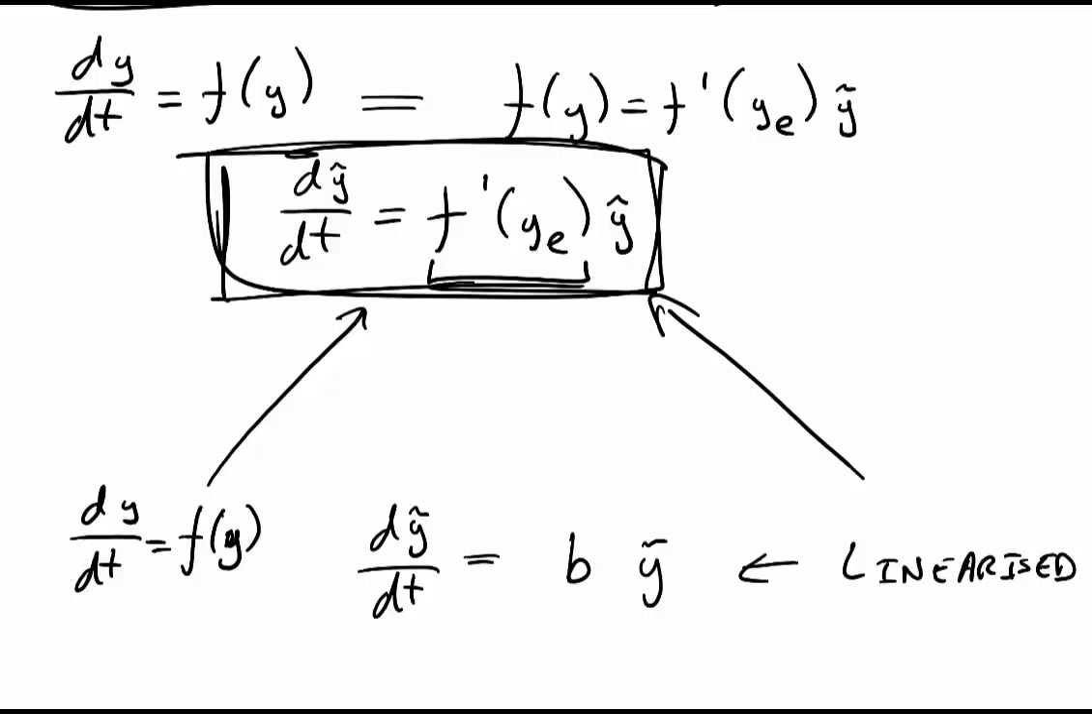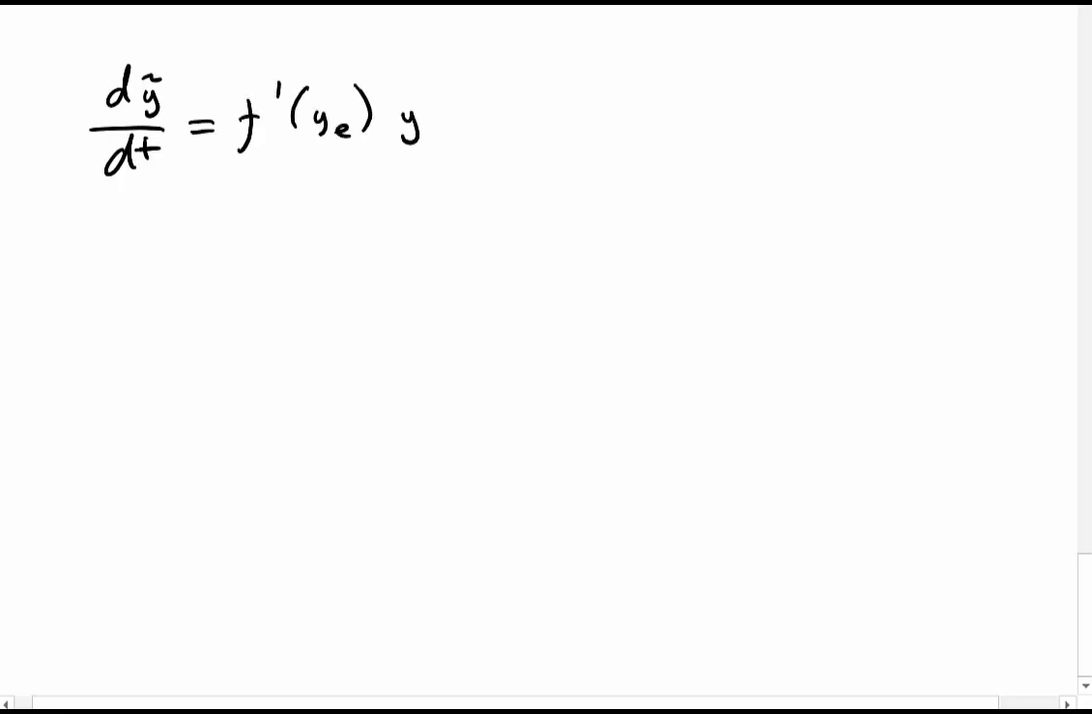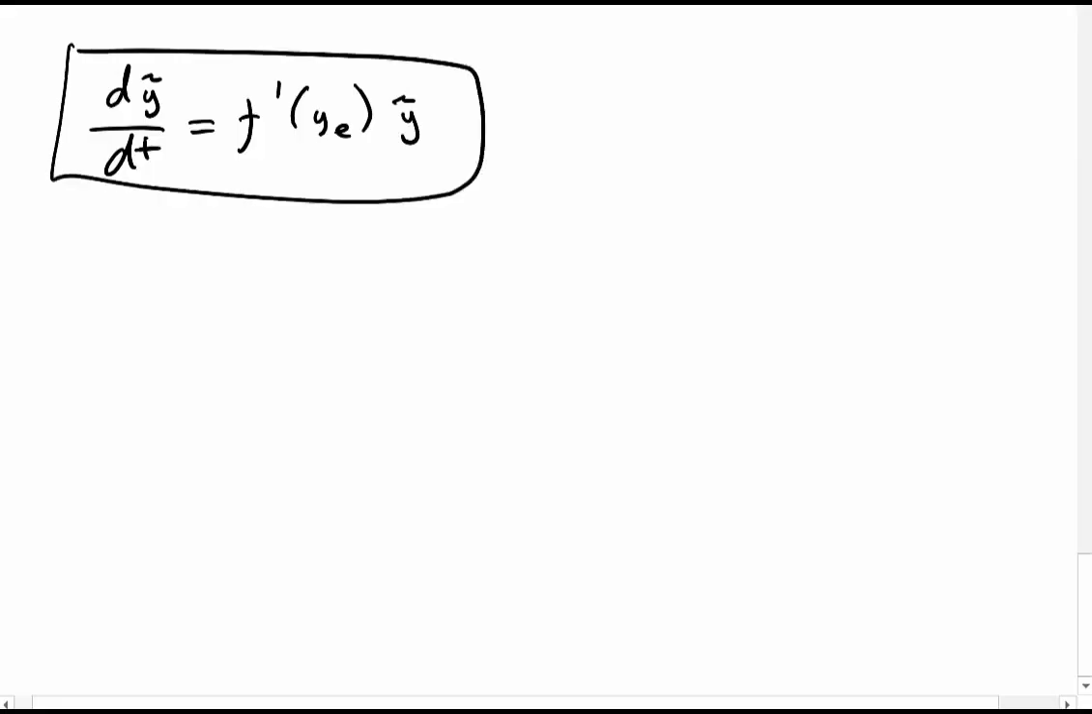Okay. So what is the point of doing this linearization? Why do we want to do this linearization in the first place? What's the point in doing it? Well, I'm going to show you. So what did we have? I'm just going to write the linearized form down. So dy tilde by dt equals f dash of ye times y tilde. Okay, so this is our linearization.